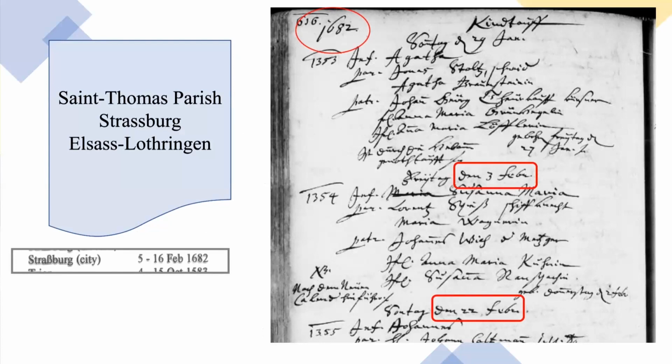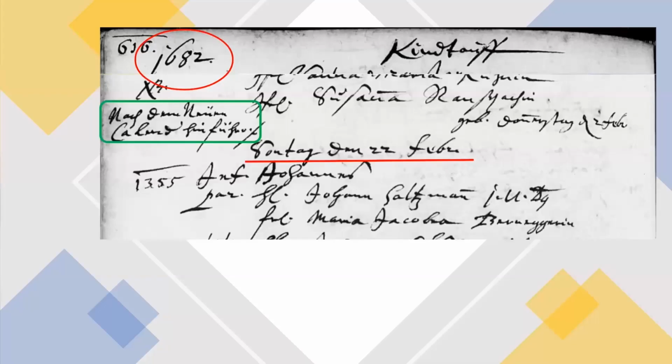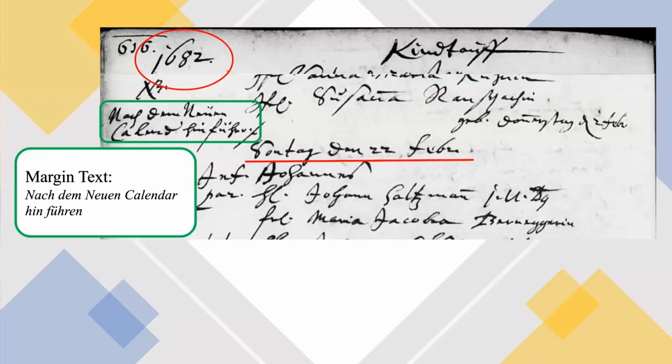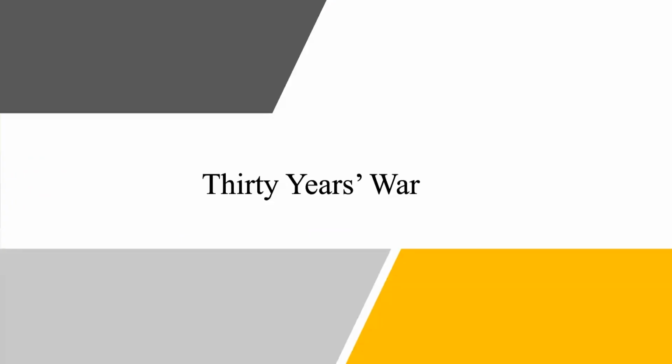In the left margin before February 22nd, there is a note. The margin note says, "nach dem neuen Kalender hinführen." It refers to the next date being entered according to the new Gregorian calendar. In this entry, the child would have been born on the 12th of February, but with the Gregorian calendar, it became the 22nd of February in 1682.